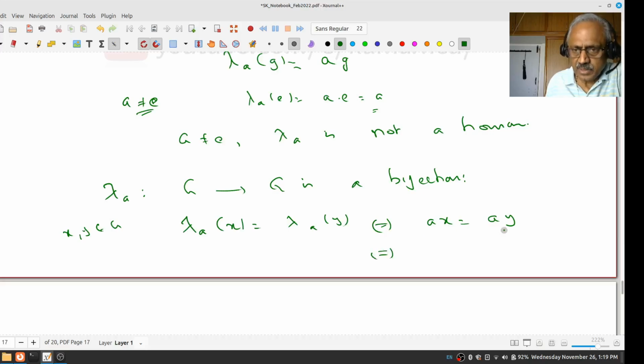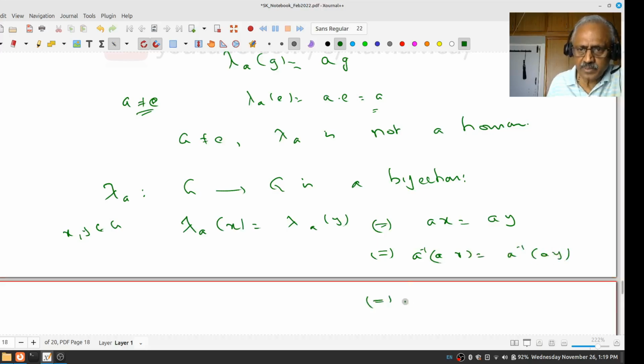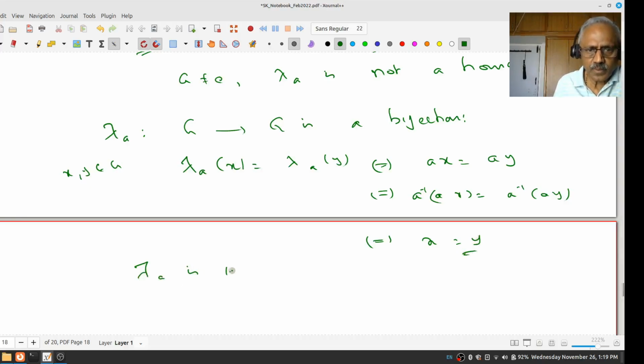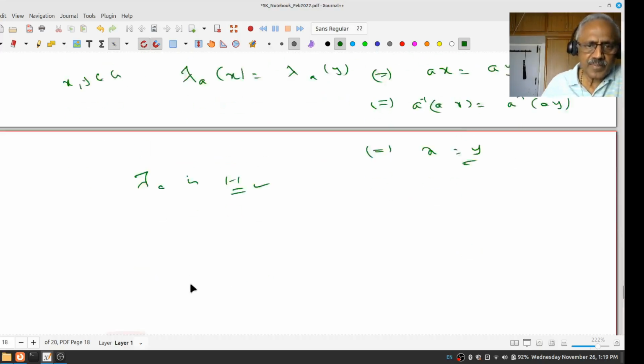Since these two elements are equal, I can multiply both of them on the left by A inverse. A inverse Ax should be equal to A inverse Ay, but that is, by using associativity, etc., X equals Y. Therefore, lambda A is one-one. And lambda A is onto.